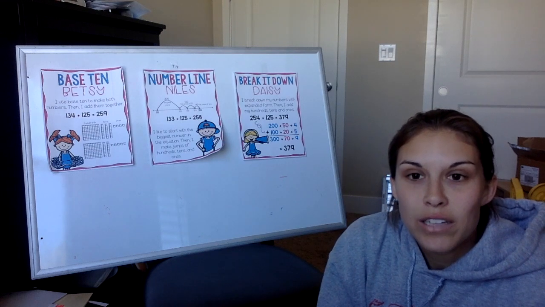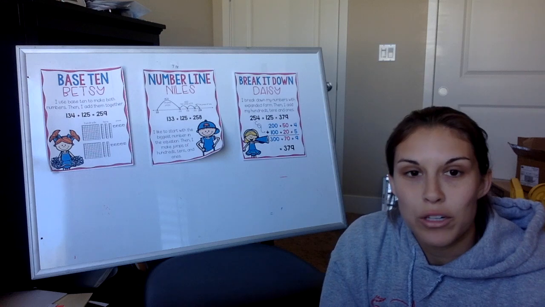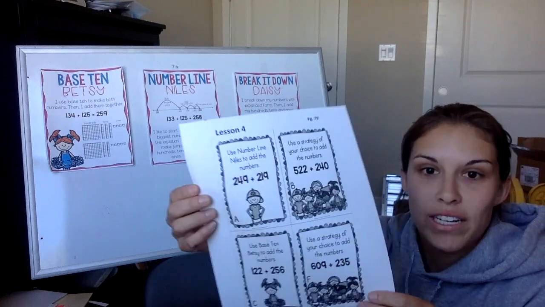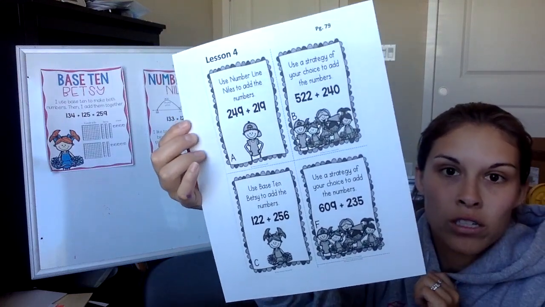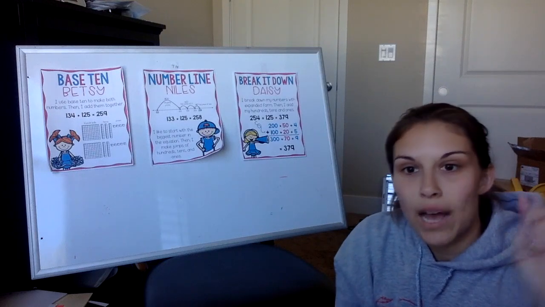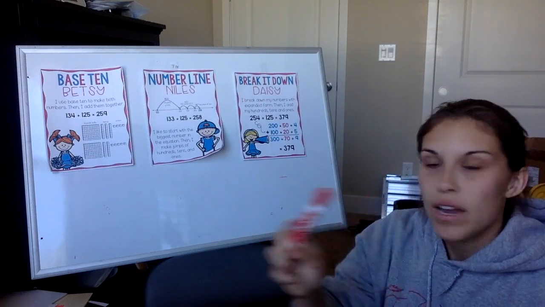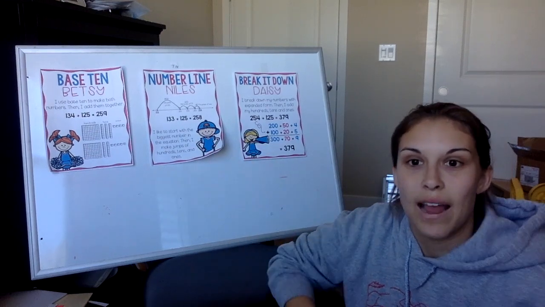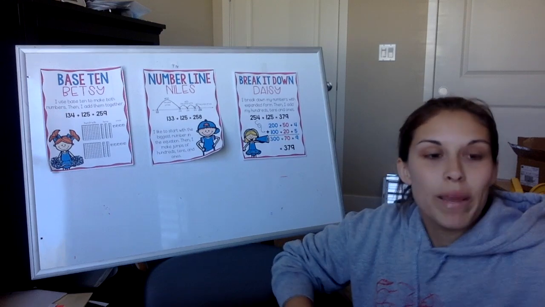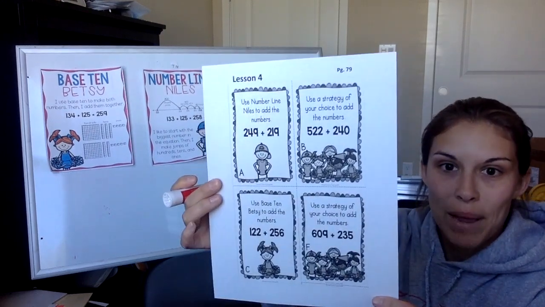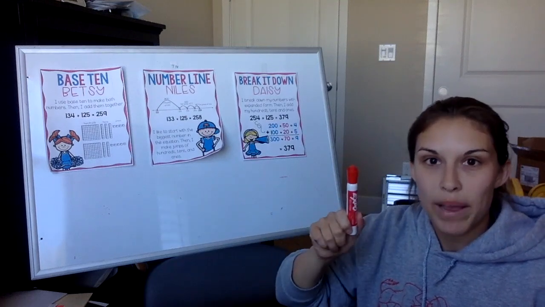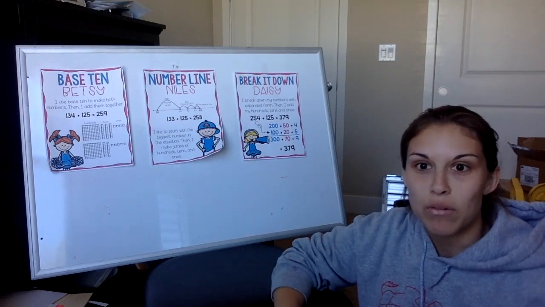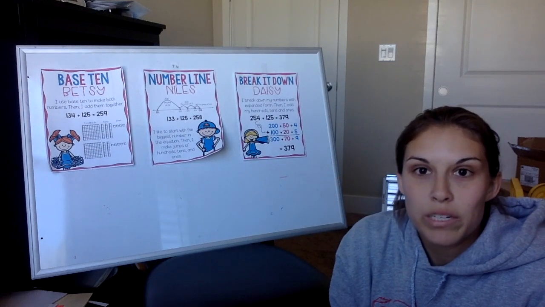So before we begin, I want you to grab a few materials. I want you to grab from the packet. Page 79 from the packet looks like this. You'll need these 4 cards. You will need a pencil or a whiteboard marker to write with. And if you could grab all 3 of these posters that you've printed throughout the last 3 lessons and have those handy, that will be helpful. So page 79 in the packet for lesson 4, a pencil or a pen to write with, and base 10 Betsy, number line Niles, and break it down Daisy poster. So go ahead and pause the video now, go grab those materials, and I'll see you soon.